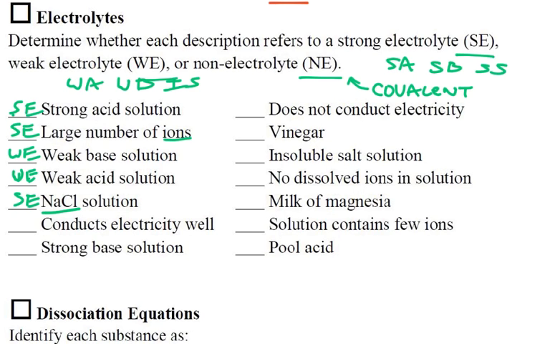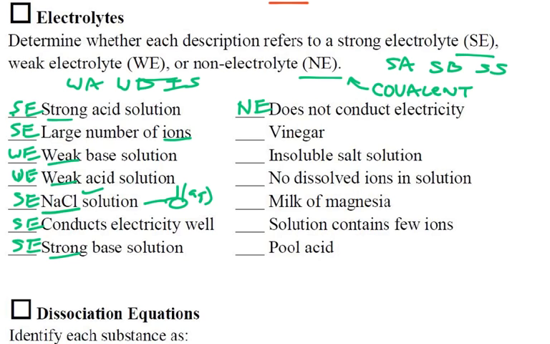Now on a test, you would also have the chart you could look at, and if you looked at sodium this way and chloride that way, you can say, that says aqueous. Aqueous means it dissolves well, it's a strong electrolyte. Conducts electricity well, that's the definition of a strong electrolyte. Strong base solution, strong electrolyte. So if you see strong, you know it's a strong electrolyte. If you see weak, you know it's a weak electrolyte. Does not conduct electricity, that's the definition of a non-electrolyte.